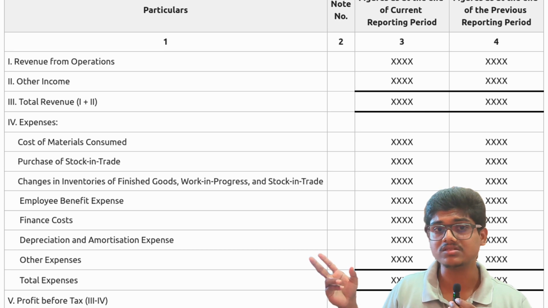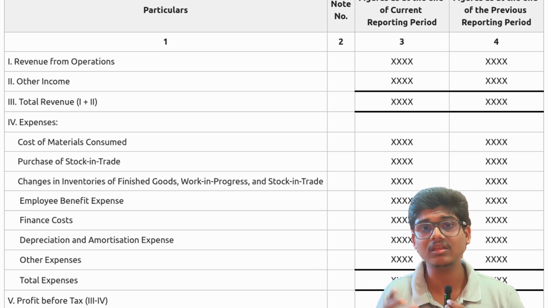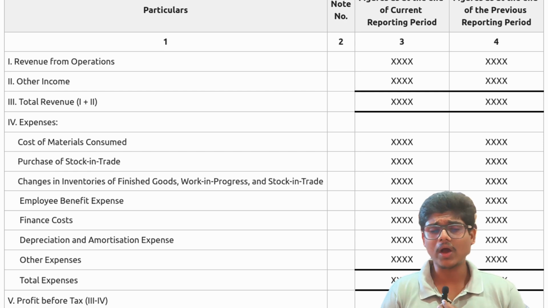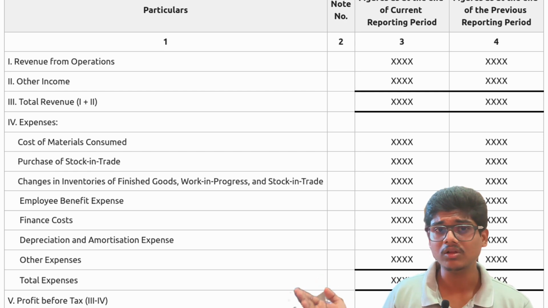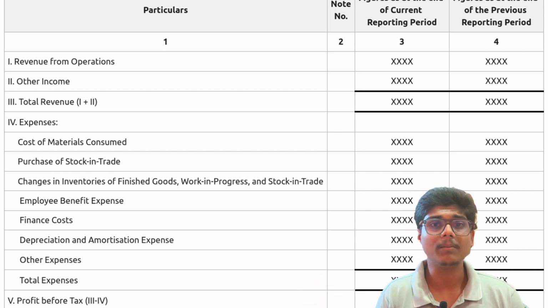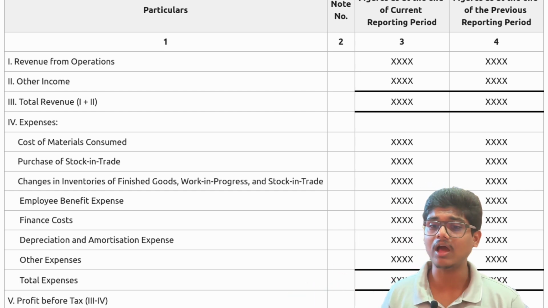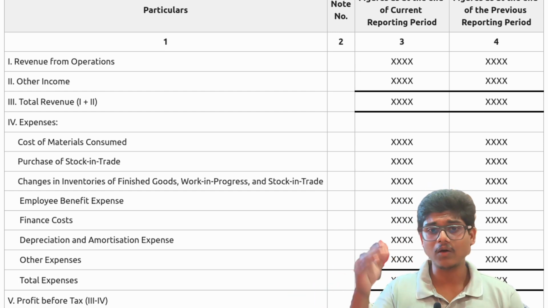Now there are two periods also given. Why are there two periods? It is because we compare the previous one and the current one. As per the new schedule, it will be very easy to compare any company's previous data and current data.